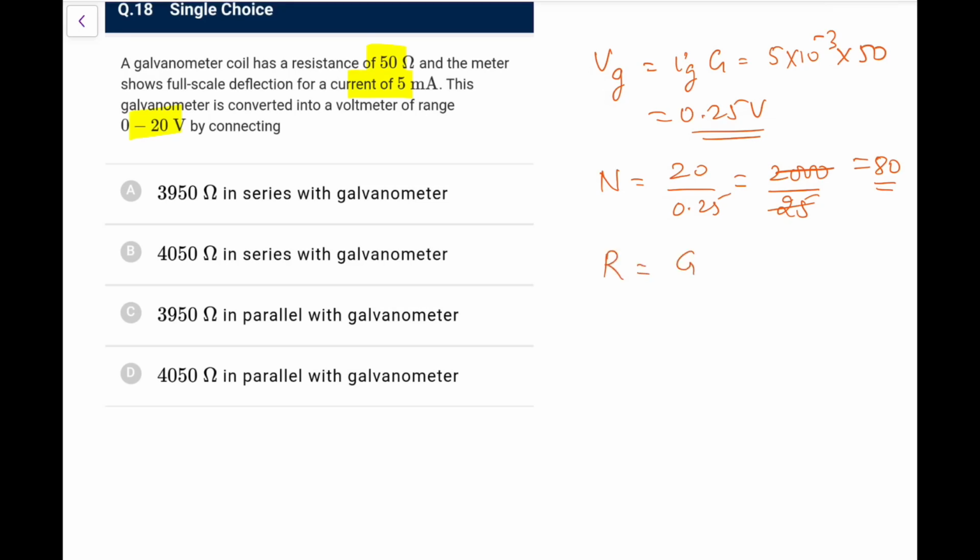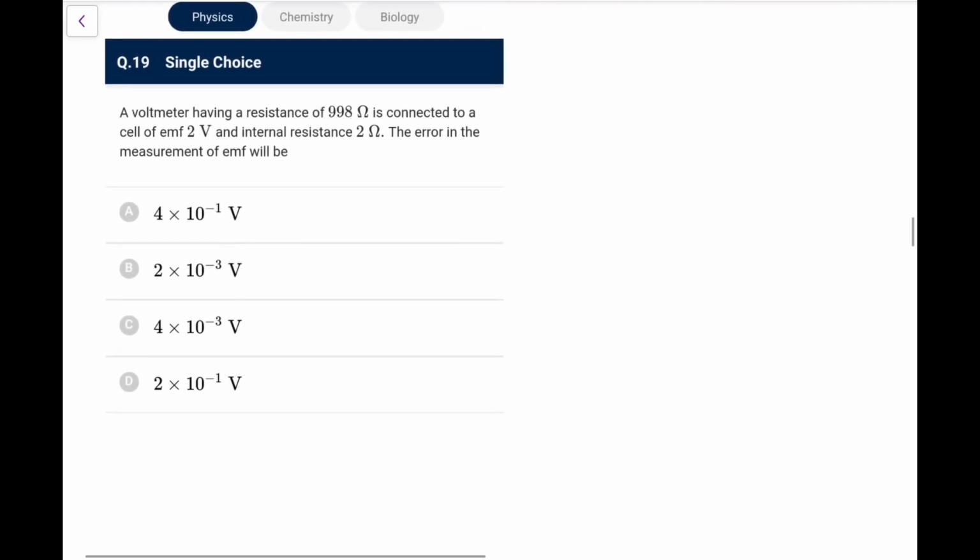So 80 times is what we have to increase by. What we apply here is a resistor in series, that is equal to G times N minus 1. So G is 50 into 79. 5 9s are 45, 5 7s are 35, so 3950 ohms in series with the galvanometer. Go for option A.